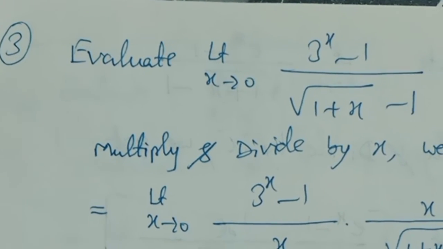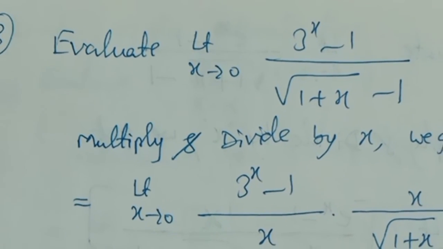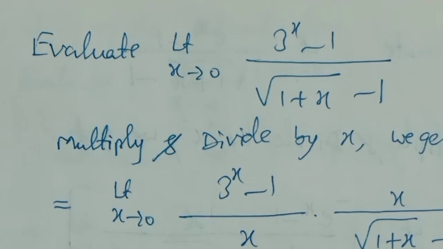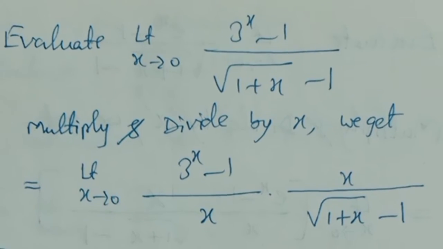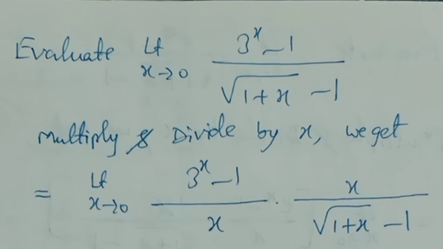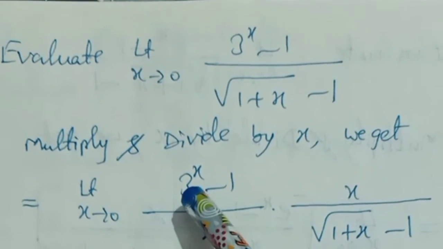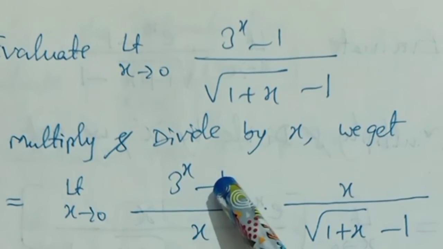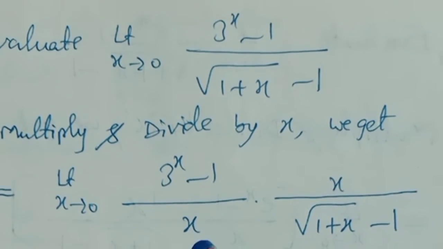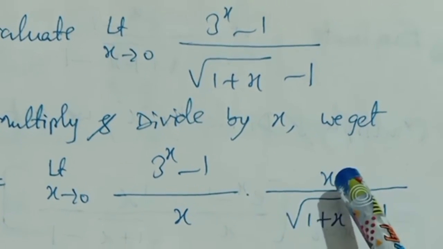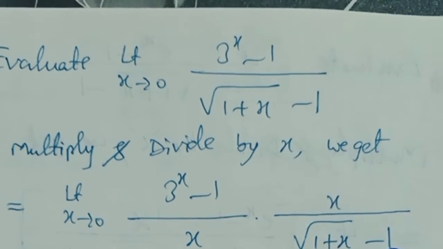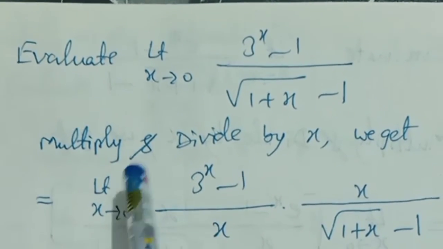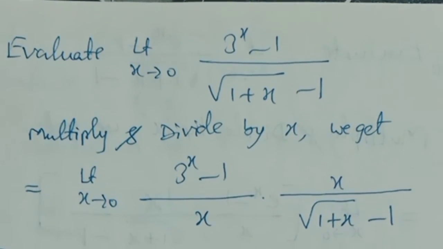Next one, evaluate limit x tends to 0 of (3 power of x minus 1) by (square root of 1 plus x minus 1). Now here also multiplying and dividing with x, we get limit x tends to 0, the numerator value is (3 power of x minus 1) by x, and then x by square root of 1 plus x minus 1. Here multiplying and dividing with x.